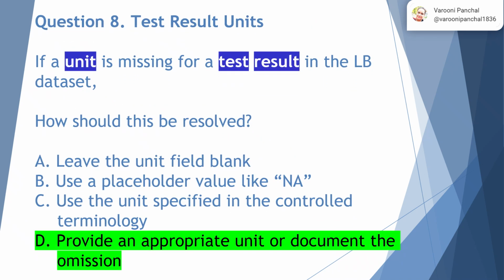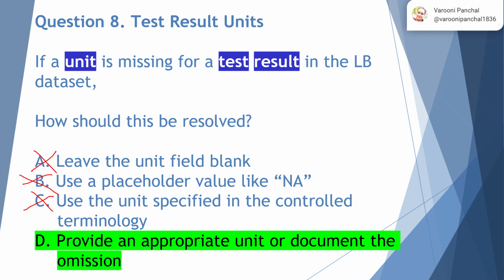Question 8. Test result units. If a unit is missing for a test result in the LB dataset, how should this be resolved? Option A. Leave the unit field blank. No, you cannot leave the unit field blank if the test result is missing. Use a placeholder value like NA. No, you cannot use even a placeholder if the unit is missing for a specific test result. Use the unit specified in the controlled terminology. No, you cannot even do this.